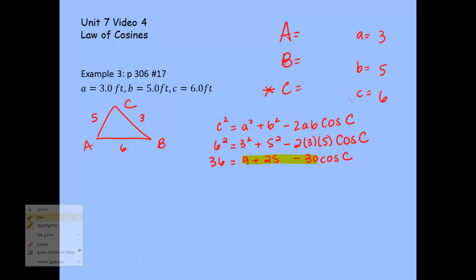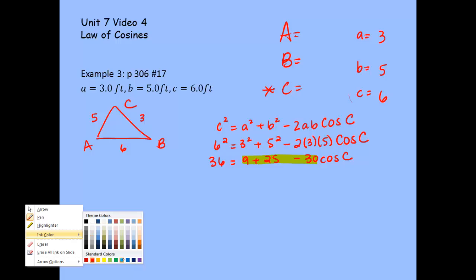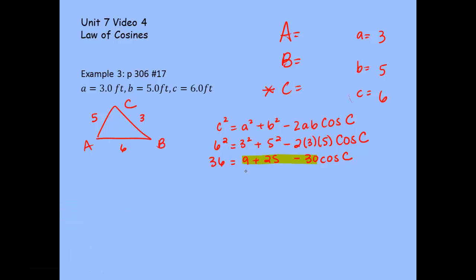First, which is what I'm going to do, is I'm going to subtract 34, and get 2 equals negative 30 cosine of c. I'm going to divide by negative 30, and I'm going to get, let's see, 2 divided by negative 30. All right, so I'm going to get some value, negative 0.06 repeating equals the cosine of c.